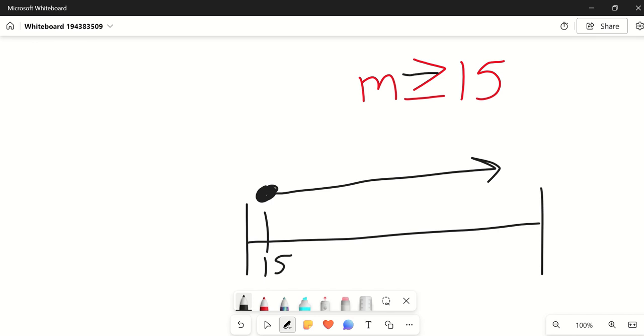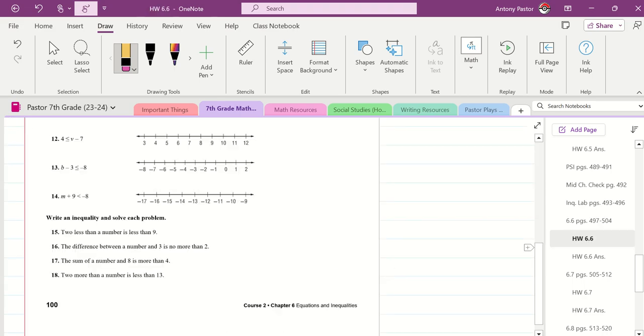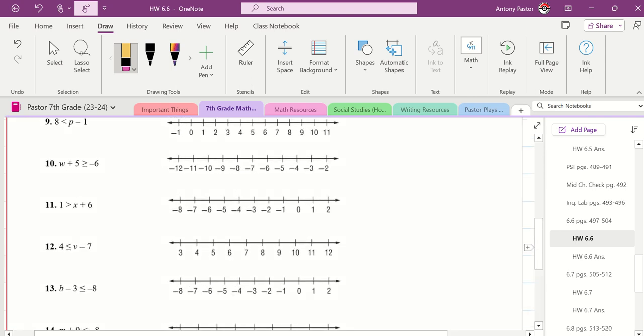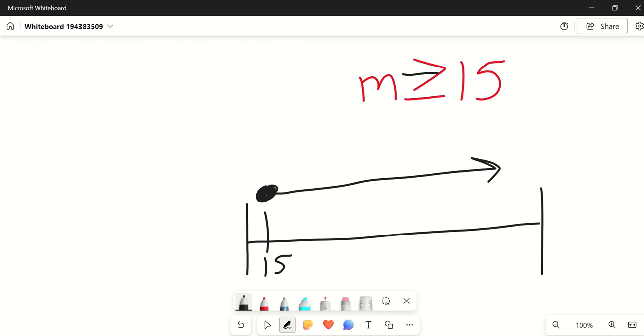That's pretty much the entire lesson. When they ask you, they want you to graph it as well. For the homework, they give you graphs. You do not need to use these graphs. Something like this graph here is enough to show that it is 15 or greater. Let me finish the lesson.